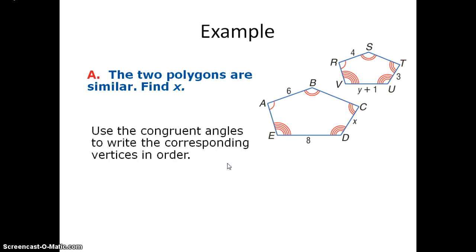So use the congruent angles to write the corresponding vertices. Oh, that's a separate question.